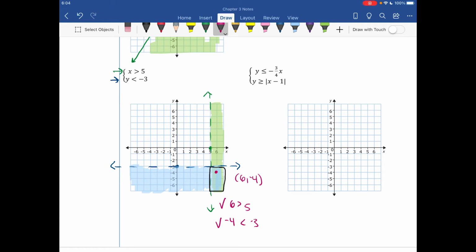In the next example, we have both a linear and an absolute value equation. The first one is linear and has a y-intercept of 0. Then a slope of negative 3/4, so down 3 and right 4, and up 3 and left 4. Then, since it is less than or equal to, we'll use a solid line again, and we can shade everything below the line.